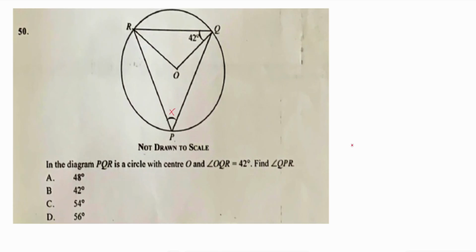We'll start with the idea that the center is O, and if the center is O, then this segment and this segment are equal, because each of them is a radius to the circle. And if they are equal, it means that triangle QOR, or RQO, is an isosceles triangle. So that means that this angle will also be 42 degrees. And this angle here will be 180 minus 84 degrees, which will be 96 degrees.